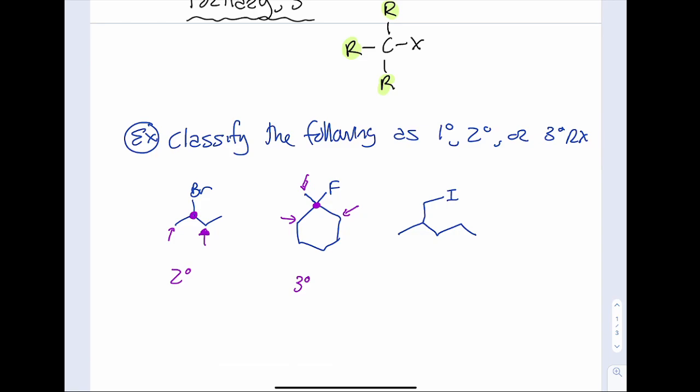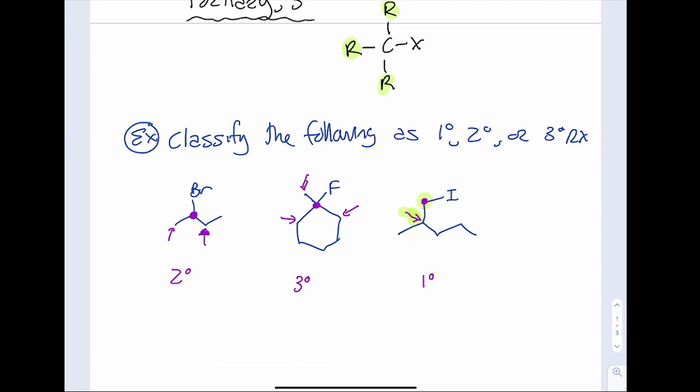How about that last one? This one is primary, right? This is the carbon here that my halogen's attached to, and then that carbon is attached only to that carbon. Now that carbon's attached to two other carbons, but that's not what we're looking at, right? We're looking at the carbon that the halogen is directly attached to, and then we're seeing how many carbons that is attached to. So this carbon right here is attached only to that carbon, so primary.